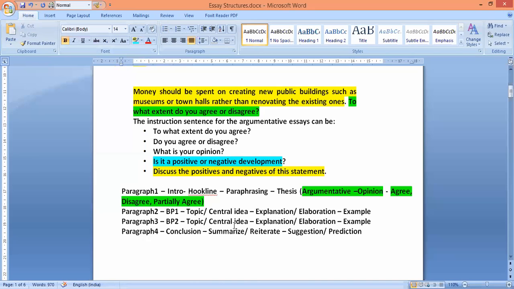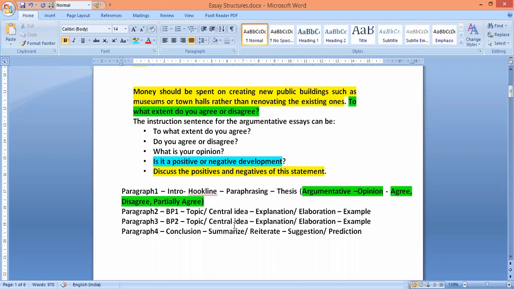No, but they're not asking for an opinion here. I think it is more of a discursive type. If they ask this, discuss the positive and negatives of this statement, because they are not asking for the opinion, it will be a kind of discursive type. But if they say discuss positive and negative and then give your opinion, then it comes under this category.